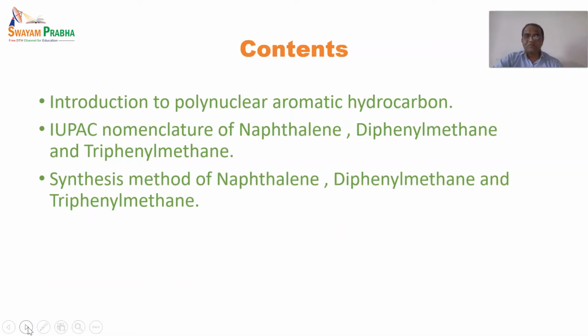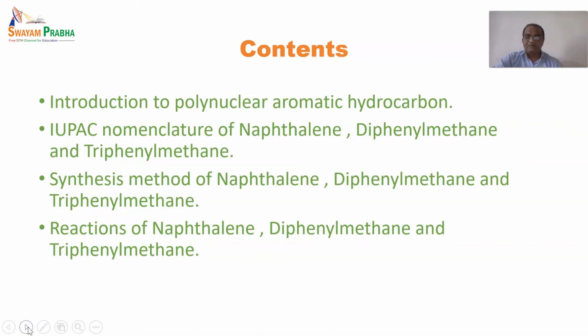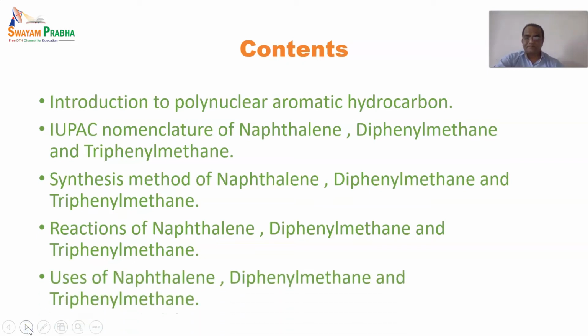After that we will see synthesis methods of naphthalene, diphenyl methane and triphenyl methane, and some reactions of naphthalene, diphenyl methane and triphenyl methane. In between that we will also see the reactivity of naphthalene. So why only the alpha product is formed rather than beta, or why it is predominant. Also we will see the reactivity and some resonating structures of naphthalene. And lastly we will see uses of naphthalene, diphenylmethane and triphenylmethane. Most of them are utilized for dye purposes, and we will see all these contents individually for individual classes.